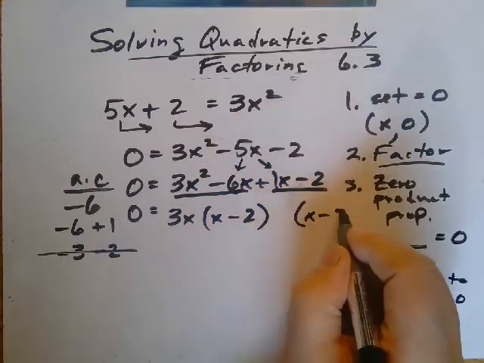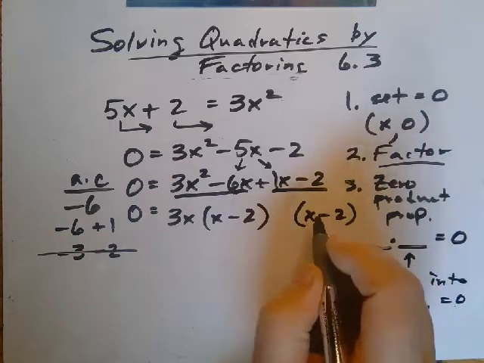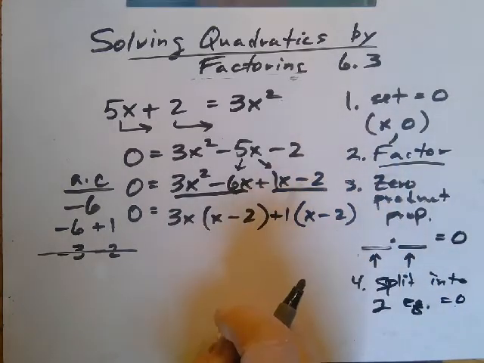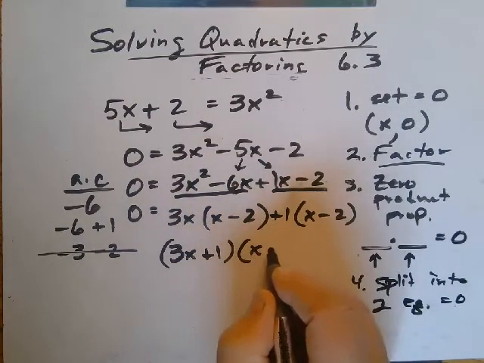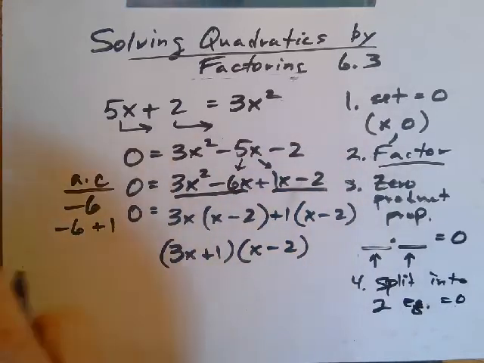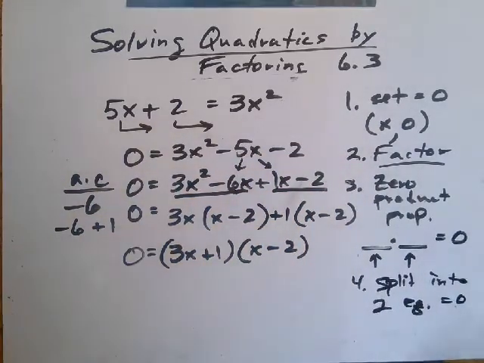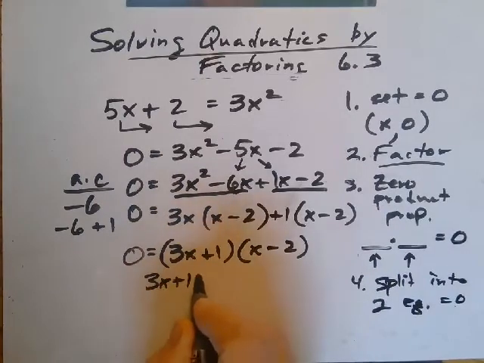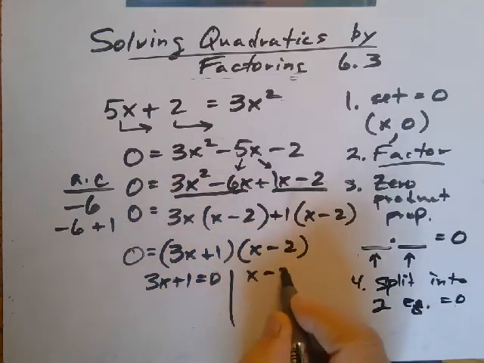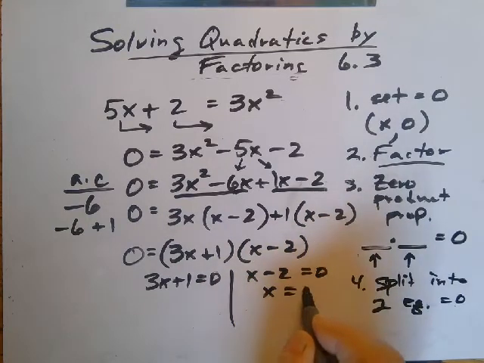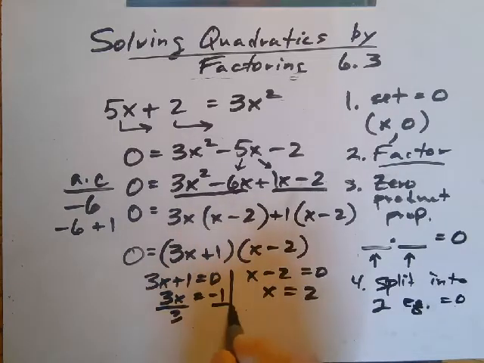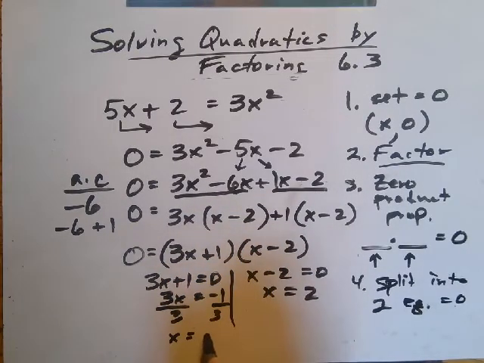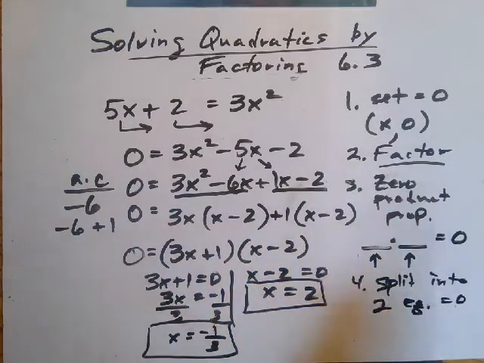Copy the leftovers. What had to come out of this group? Well, a positive 1. So I'm marrying the pieces, 3x plus 1 and x minus 2. Okay. Now set each of these factors equal to 0. Split the problem. This one's easy, x equals 2. And this one, subtracting 1 from both sides and dividing by 3, I end up with x equals a negative 1/3. Once again, we've got two answers for this problem.